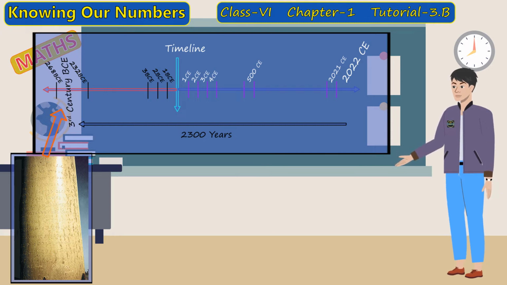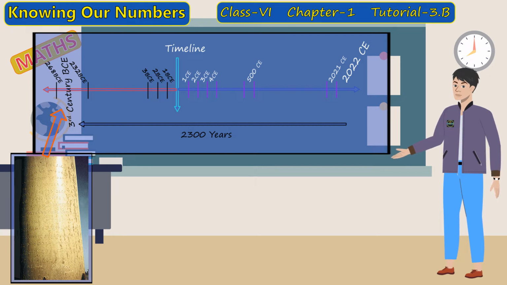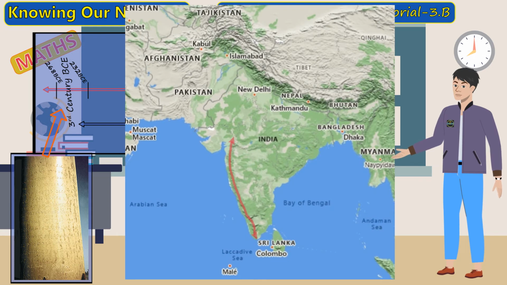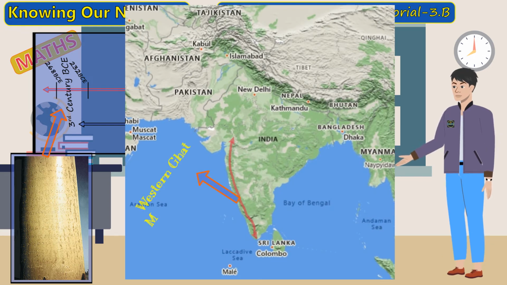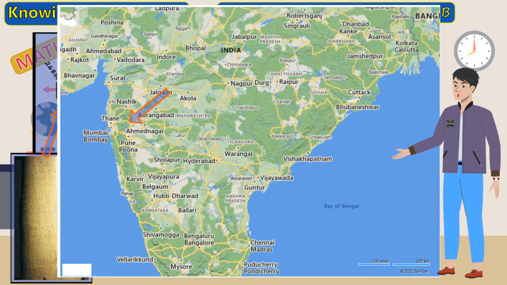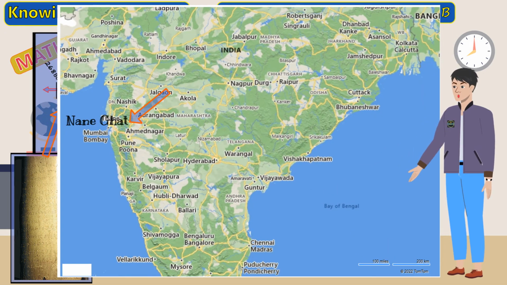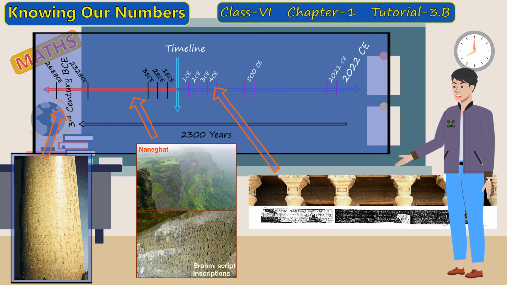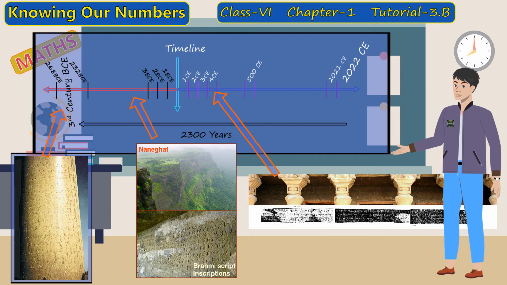Numerals of the decimal number system inscribed on stone walls of mountains and caves have also been discovered in Naane Ghat and Nasik caves. Naane Ghat is a mountain pass located in the Western Ghat mountain range, and is situated about 120 kilometers north of Pune in Maharashtra. Naane Ghat inscriptions date back to the 2nd century BCE. Nasik cave inscriptions are of the period of 1st and 2nd century CE.